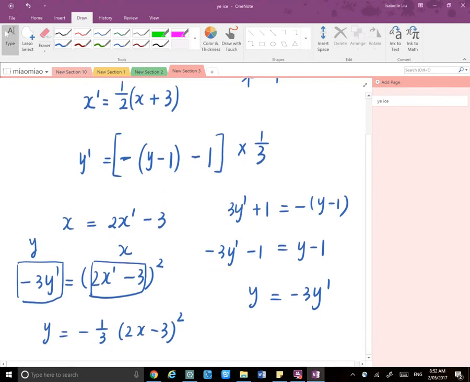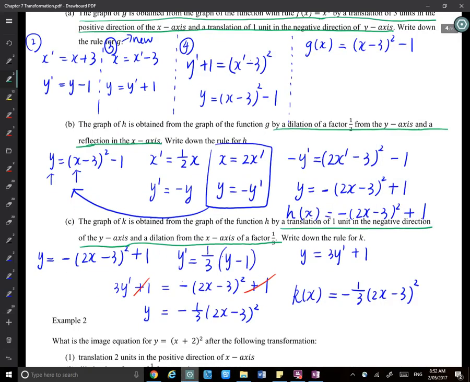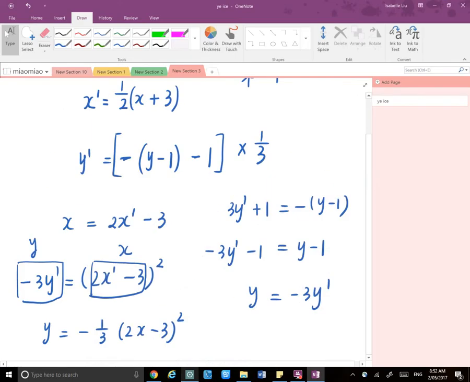Okay, can you see that's only about one page? It's really easier than going step by step. And let's check the answer in the end. Okay, it's the same answer. Negative a third of (2x minus 3) squared is the same answer. So that's a combination of transformations. There's not only one transformation for each x and y. It will be a couple of steps, a sequence of transformations.